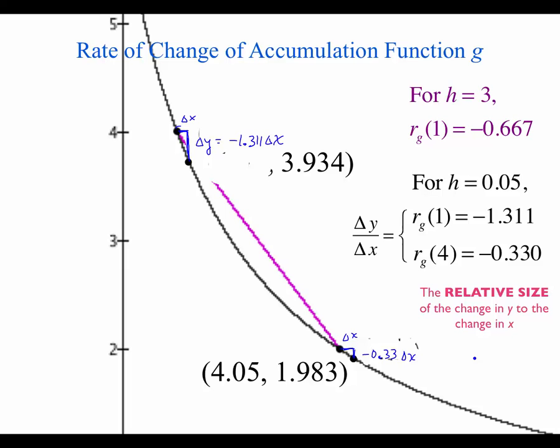But then when we get to x equals 4, now how is y changing? Totally different, right? It's only going down a third as much as a change in x. Whereas before it was going down more than the change in x. Okay? So what we have is a changing rate of change, and that rate of change is the relative size of a change in y to a change in x. Or how fast y is changing in relation to x changing.